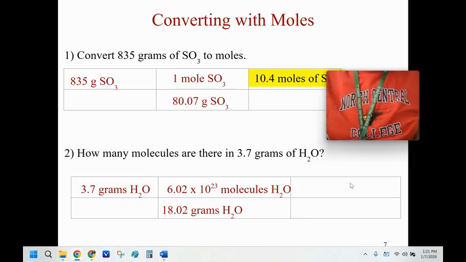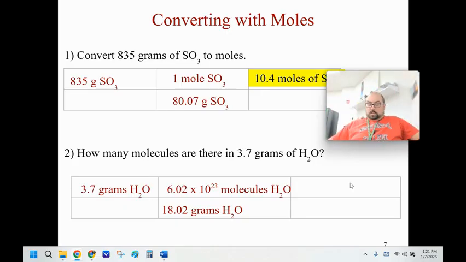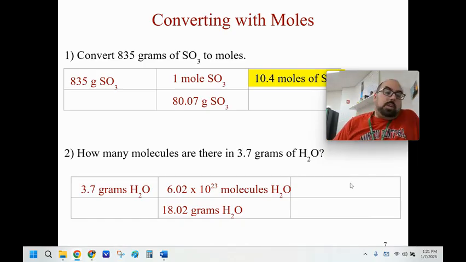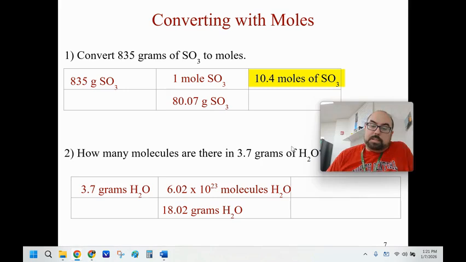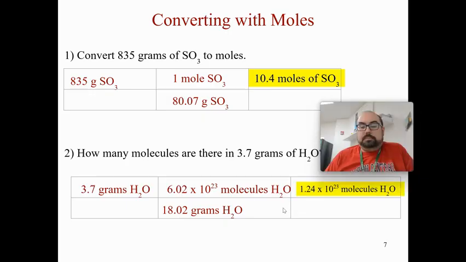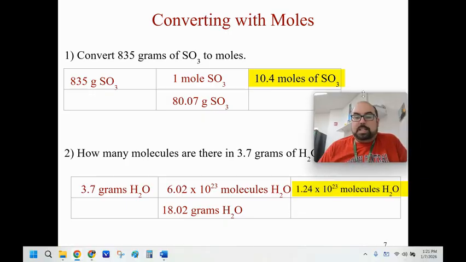I'm looking for my calculator. Well, on your calculator, now you're going to type this in. You're going to do 3.7 times 6.02. And then remember there's that E button, that exponent button. That helps us so that we don't have to worry about parentheses. So 6.02 E23 divided by 18.02. And that gets us 1.24 times 10 to the 23rd molecules of H2O.